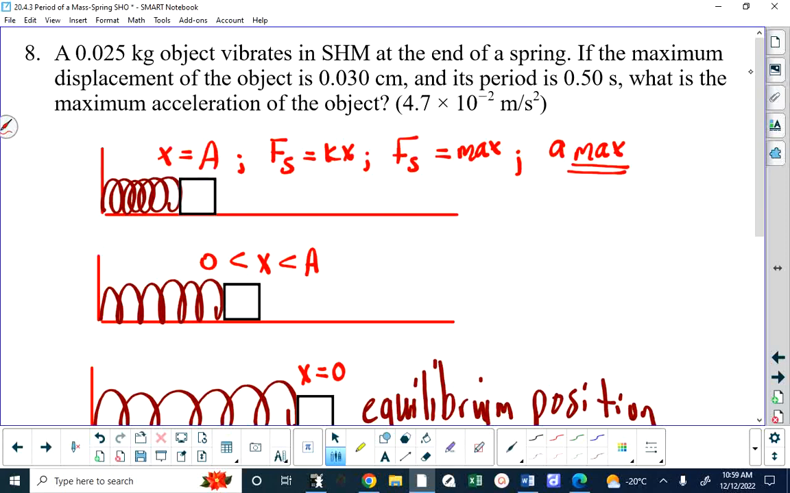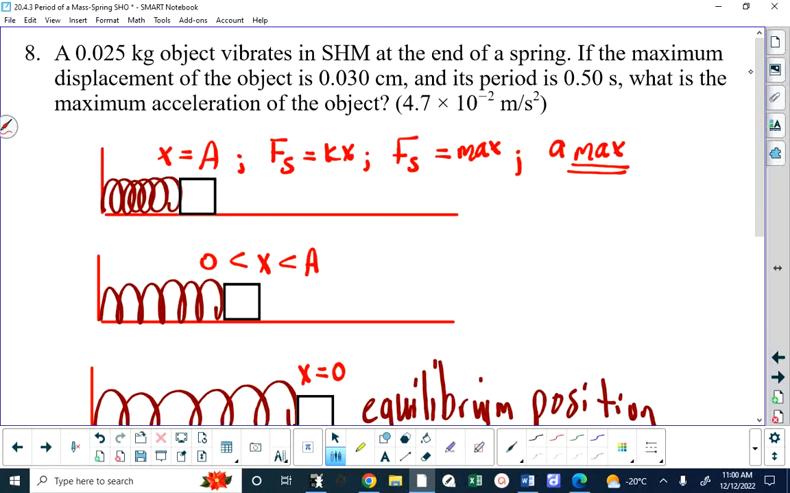So now let's cut to the chase here. What is the maximum acceleration? Well, that means we need to know the spring constant, and we need to know the maximum displacement. Do we know the maximum displacement? We do. Okay. So if we could figure out the spring constant, then we could multiply the spring constant by this 0.03 centimeters converted to meters to get the biggest force, and then divide by the mass, which we know.